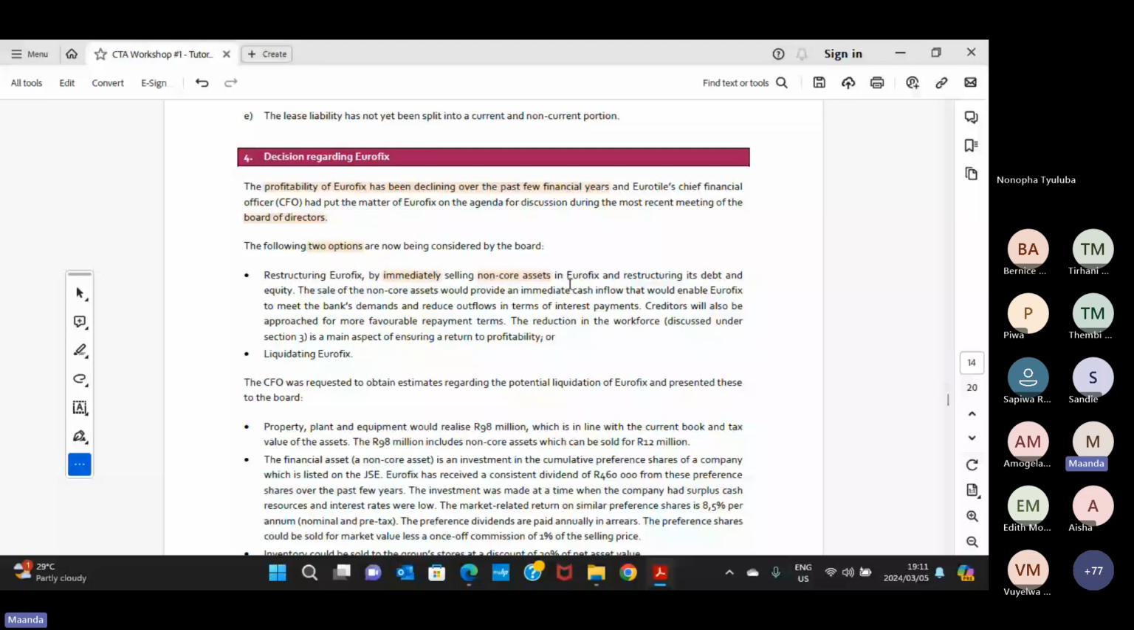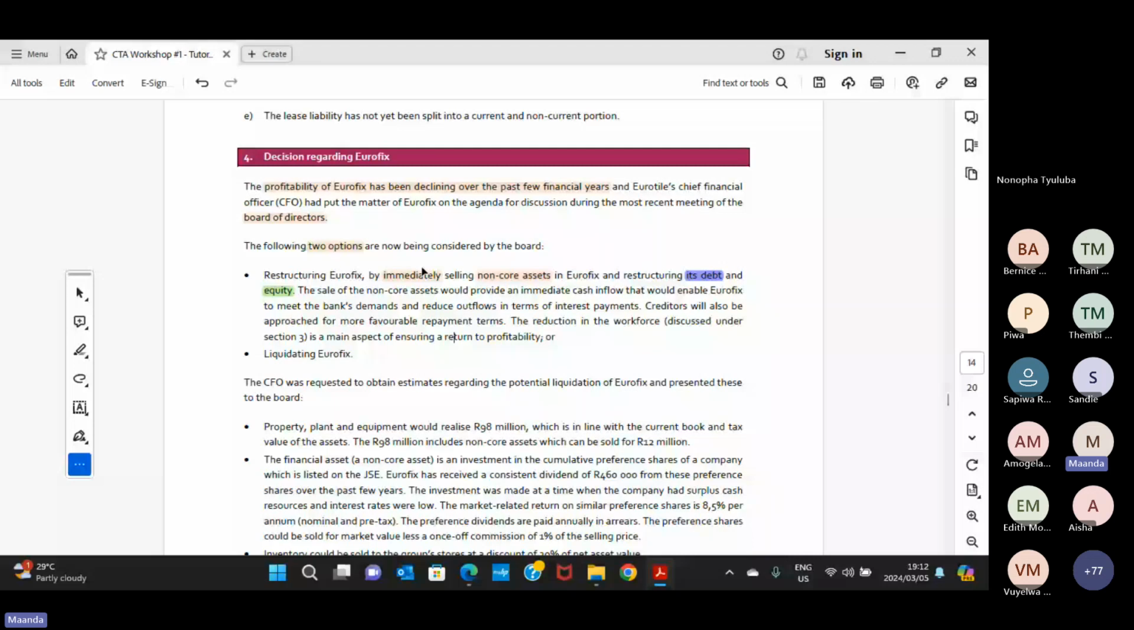Then the second thing is restructuring its debt. The third thing is restructuring its equity. So what do we do? I'm here. I know I have to sell this immediately. I need to talk about non-core assets. What is the value of these non-core assets? Are they going to solve my problems? What's going to happen? I'm thinking about these things as I go, but I'm noting that I need to talk about these things.